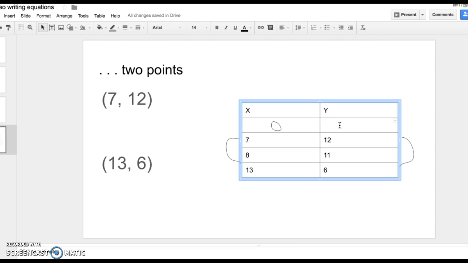So y equals mx plus b, m is our slope, b is our y-intercept, and don't forget x is always our independent value and y is our dependent value. Those are always going to be the two variables that we have in our equations.